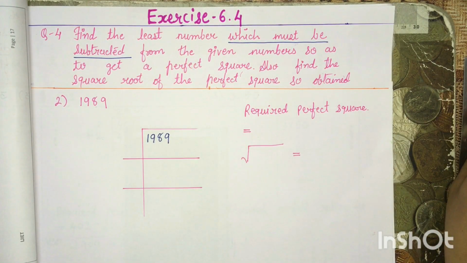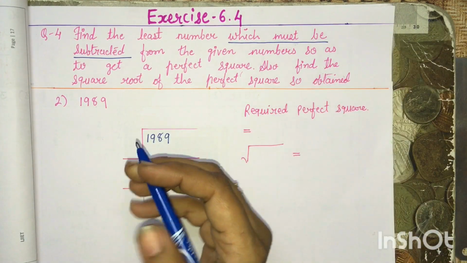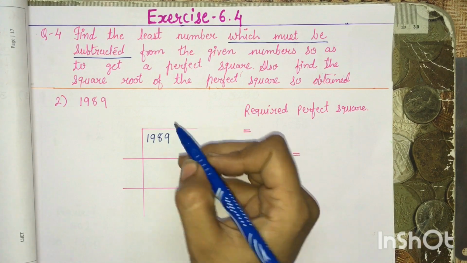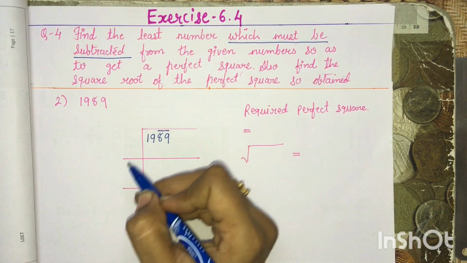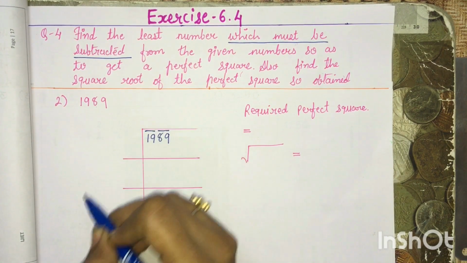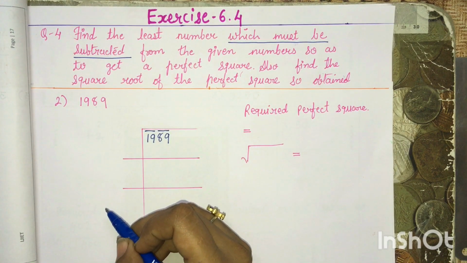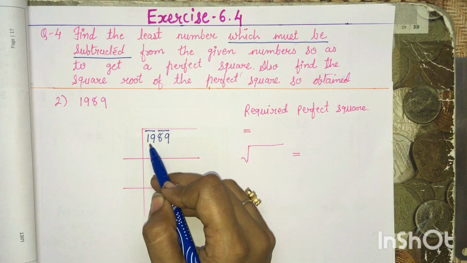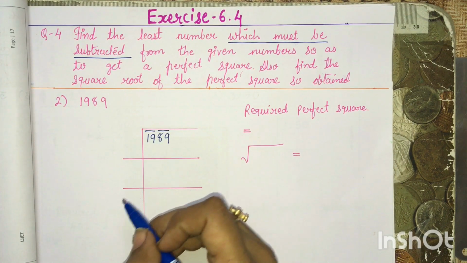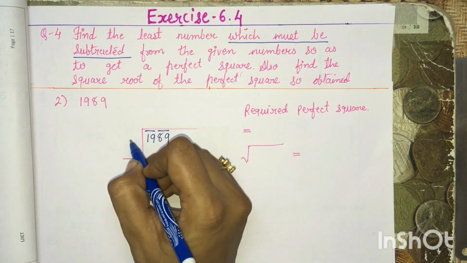So here, starting with the long division method, you know the first step is pairing the digits. So starting from the right side, the first pair is 89 and another is 19. Now we know that the nearest perfect square number which is smaller than 19 is 16, and the square root of 16 is 4.